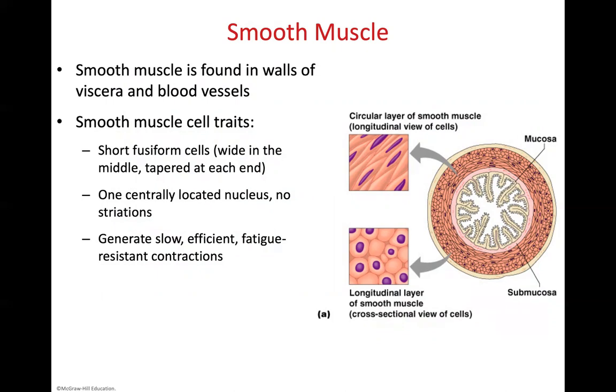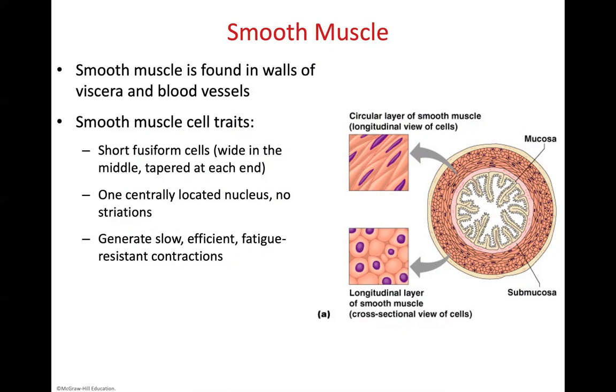So some of the traits that smooth muscle cells have, they're short fusiform cells. Fusiform means that they're shaped like a spindle, which is what Sleeping Beauty pricked her finger on, or shaped sort of like a football, meaning that they're wide in the middle and then they're tapered at each end. They have one centrally located nucleus. They don't have any striations visible under the microscope, although they do have myofibrils, and I'll show those in just a second.